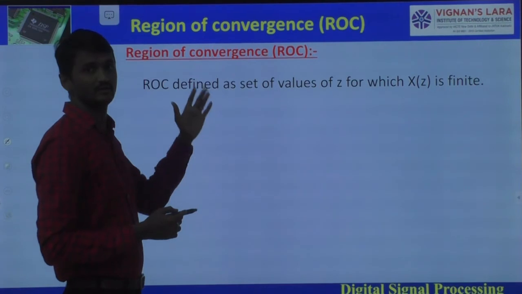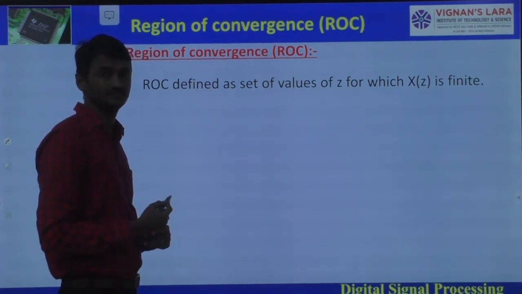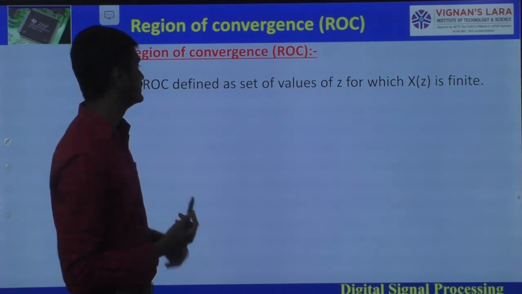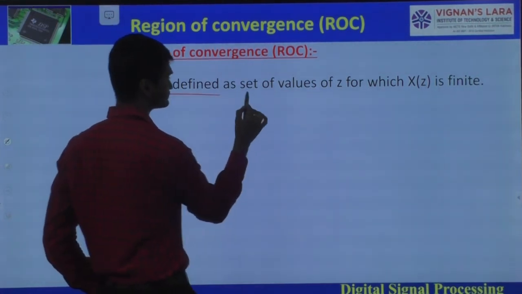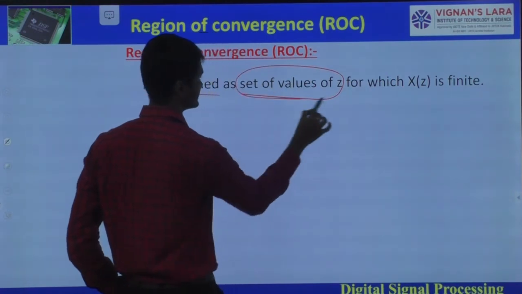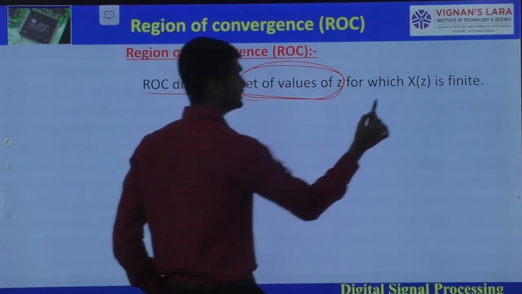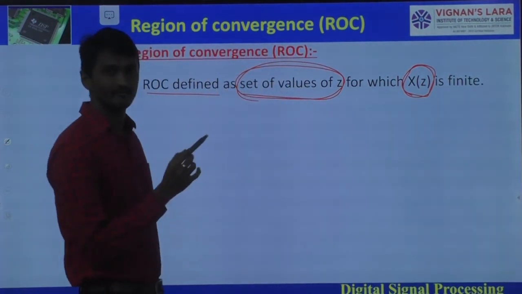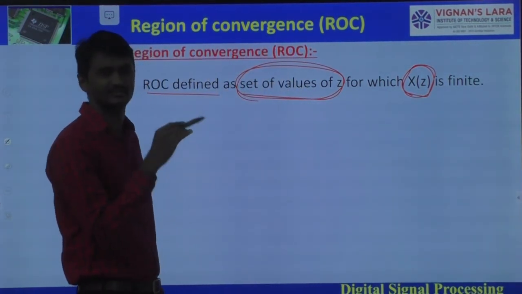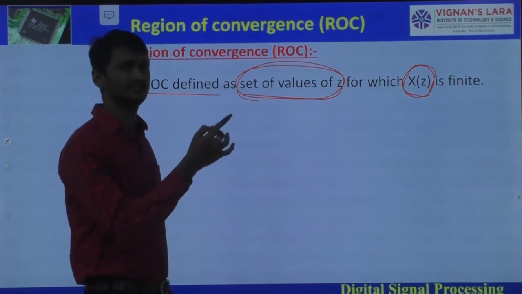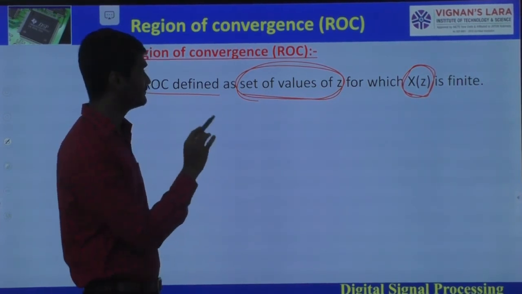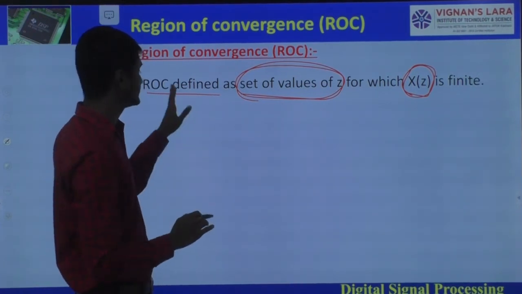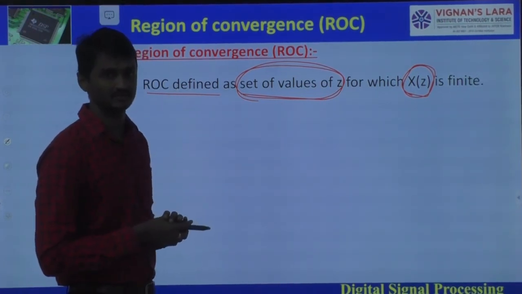So now coming to the concept of ROC. What is ROC? That is region of convergence. So what do we mean by region of convergence? It is defined as the set of values of z for which X of z is finite, or simply we can say X of z is defined. The set of values of z for which X of z is finite, or X of z is defined, is nothing but the region of convergence. Okay.